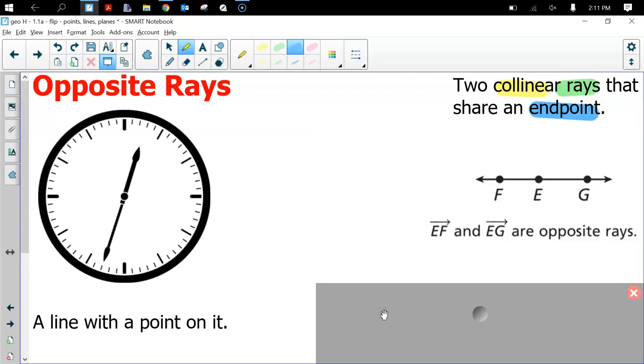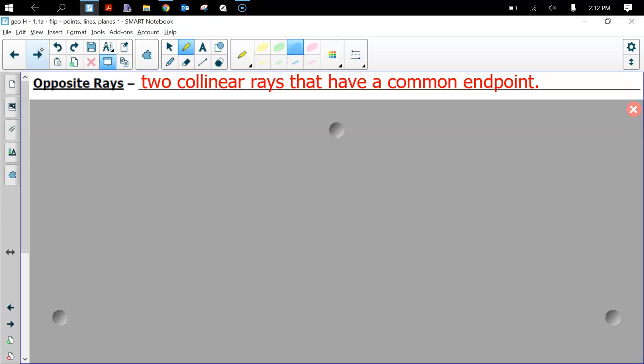And here's what it would look like. Now it sort of just looks like a line with a point on it, but there's really 2 parts of the line that we care about. All right, so we care about that, we care about that. Those are 2 separate rays. They share an endpoint, they're collinear. They're called opposite rays. So pause the video, write that official definition in there.